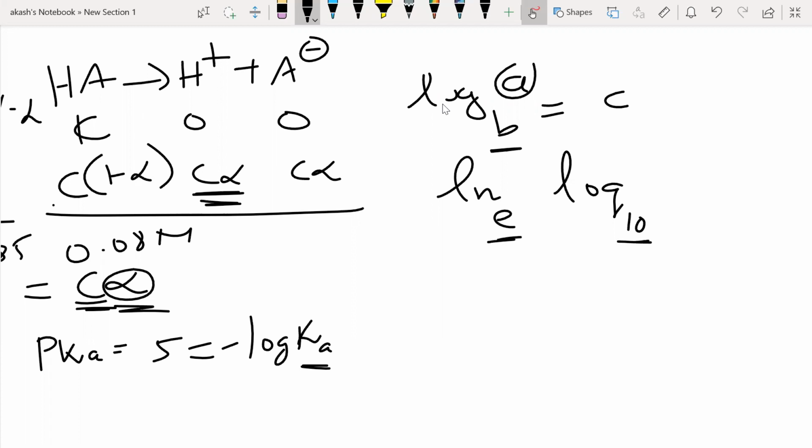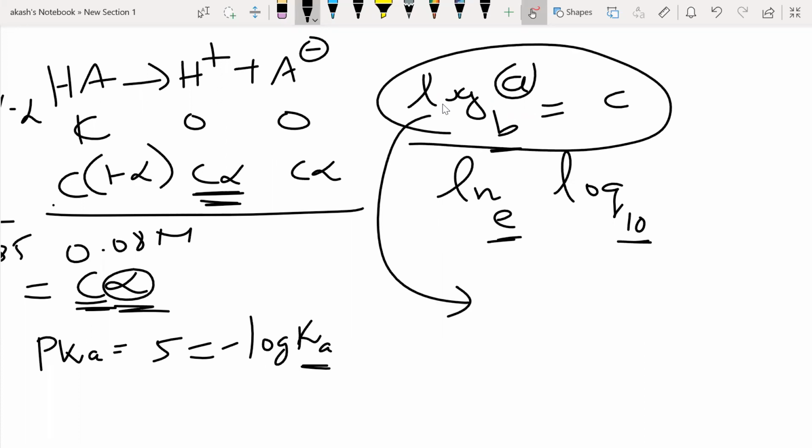I can have some value here. Whenever you have this, how else can I write this equation? You bring this B here and this C goes to the power and removes the log. So this equation I can write as A is equal to B to the power C. Please remember this.